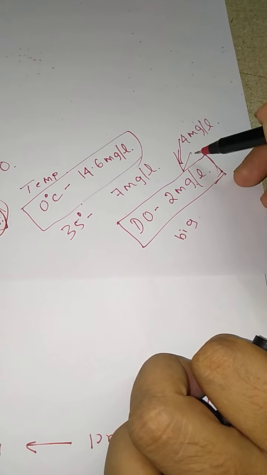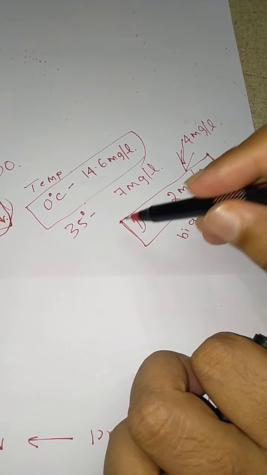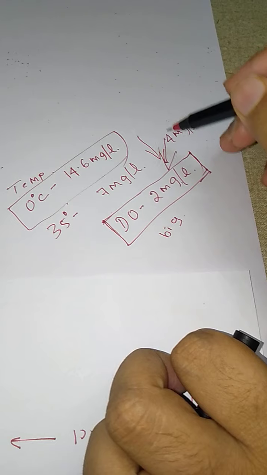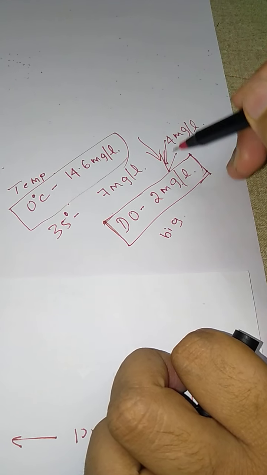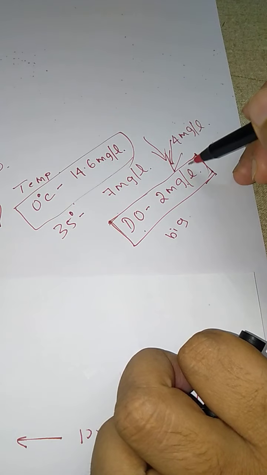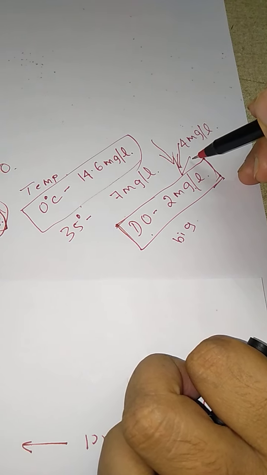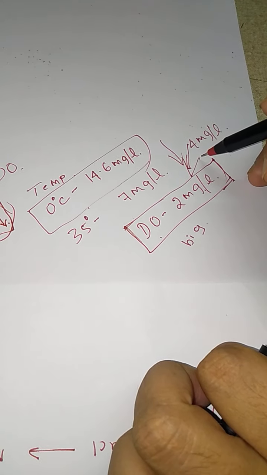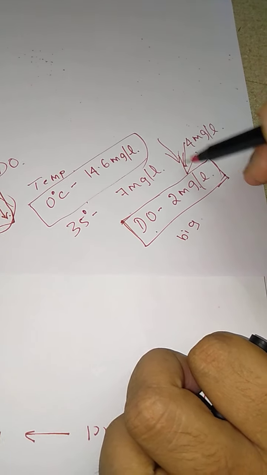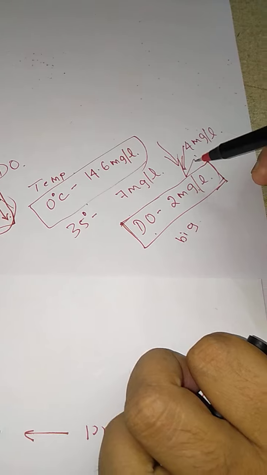Just remember, if there is any kind of microbial contamination, the DO is going to decrease. Why does it decrease? The microbes present in the water go on consuming the oxygen content present in the water. So due to the microbes, the DO content gets reduced.